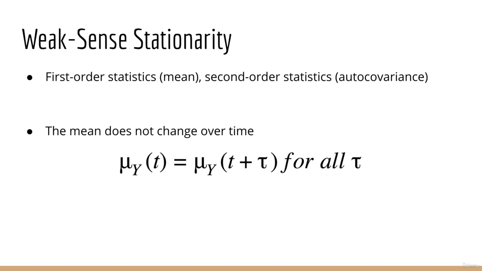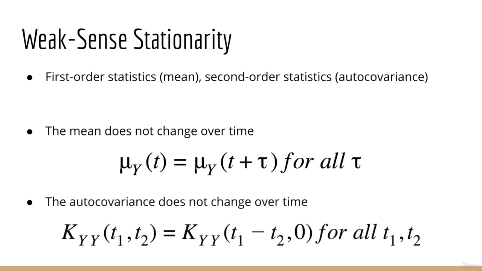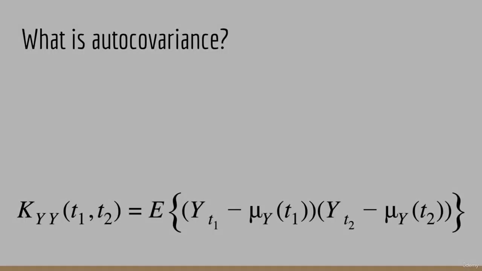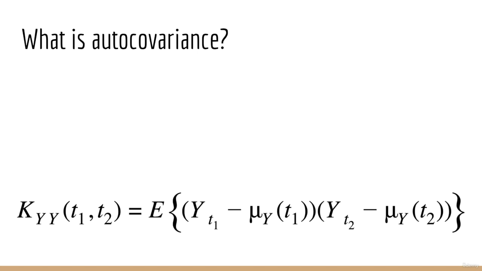For the second order statistics, it gets a little tricky. It says that the autocovariance for some random variable y at time t1 and some other random variable y at time t2 is only a function of the time difference between t1 and t2. Now that's probably confusing, so let's think about what that means.